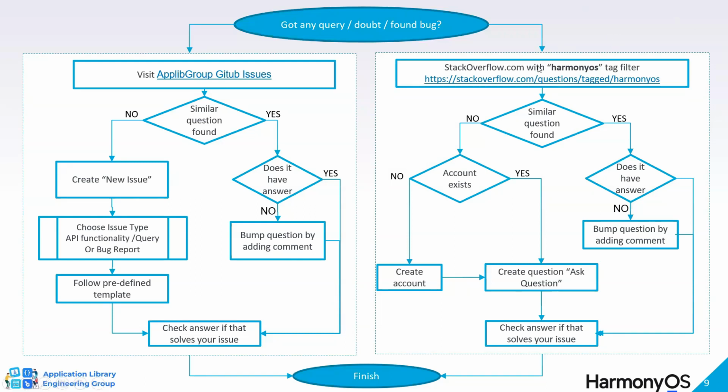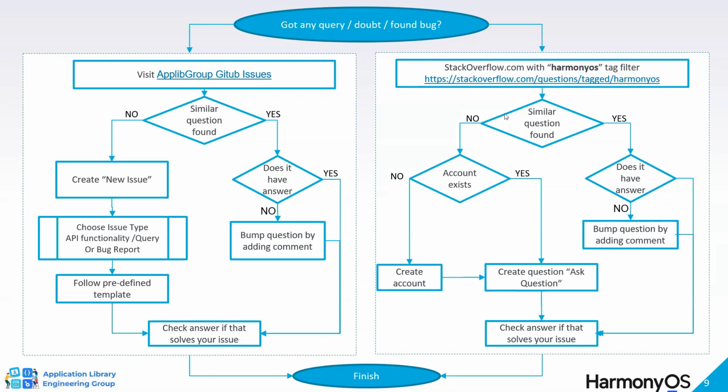So on Stack Overflow, you should filter with the HarmonyOS tag and check. This is the same flow, similar only. So if you are able to find any similar question, check if it does have any answer. If no, then bump the question by adding a comment over there. The community tracks the Stack Overflow site with the HarmonyOS tag daily. And if yes, then check the answer if that resolves your issue or not.